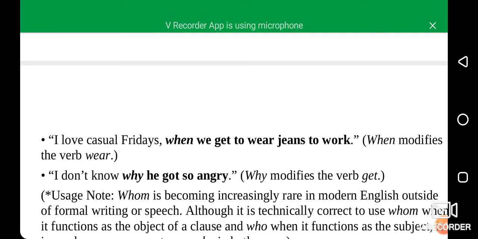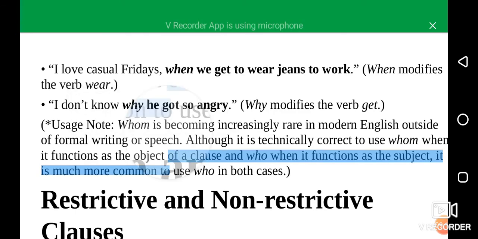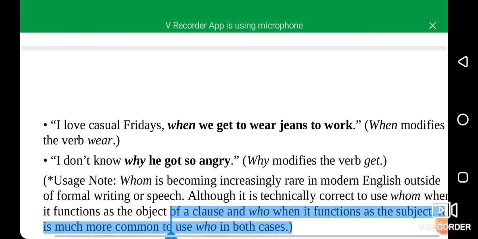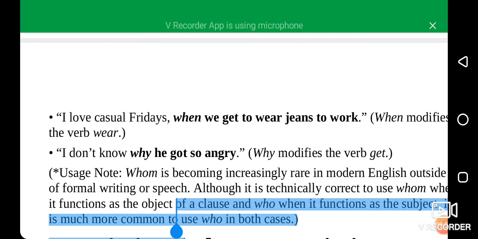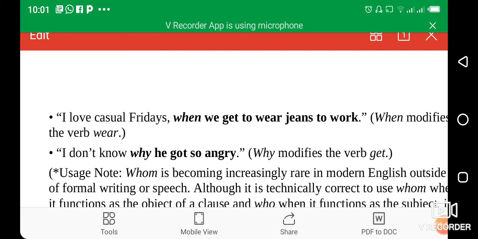The last sentence: I don't know why he got so angry. Now here the reason is asked for getting angry. So as we already learned, when there is a reason to be asked about any action, then we say that "why" is a relative adverb. So here the whole clause, "why he got so angry," is the adjective clause, and it has "why" in its beginning, that's a relative adverb which modifies the verb "get" and asks the reason.